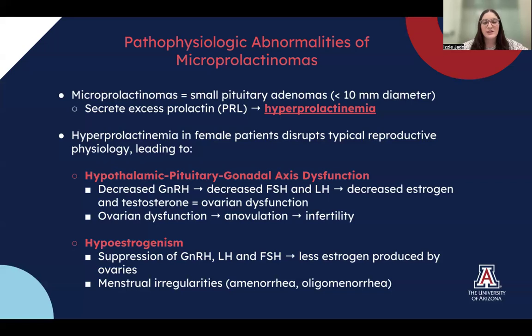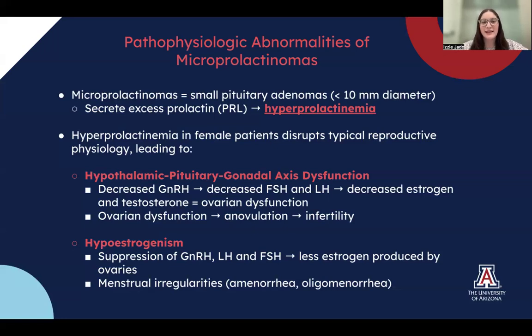When there's disruption here due to that excessive prolactin, you'll have decreased GnRH. And we know that we need GnRH in a pulsatile fashion so that we can have FSH and LH, which contribute to eventual follicular maturation and the ability to ultimately carry out a pregnancy. So in these patients, when you don't have the GnRH, you're going to have decreased FSH and LH. Overall, this leads to lack of or decreased estrogen and testosterone, and ultimately leads to ovarian dysfunction.